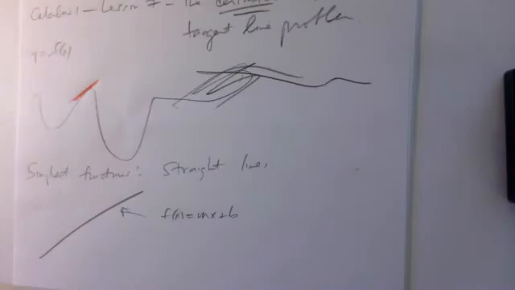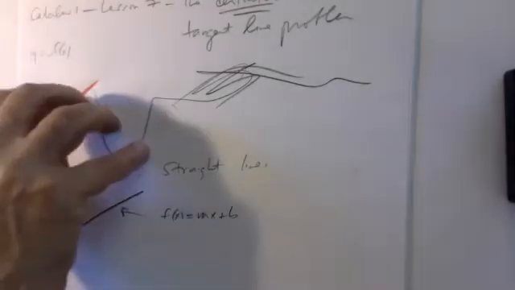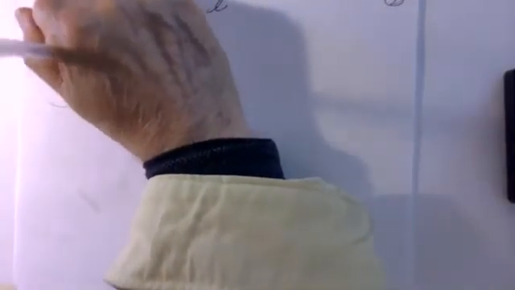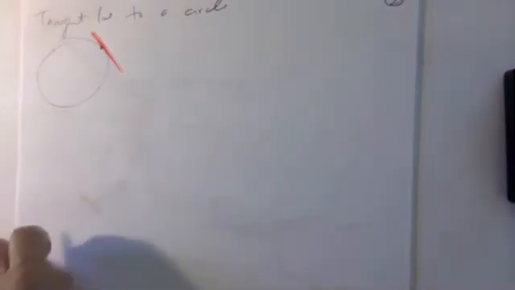Okay. And the analogy is with a circle. So we have the picture of the tangent line to a circle. Here's a circle. Here's a point on the circumference. And we'd like to find a line that we call the tangent, which touches the circle at exactly one point.